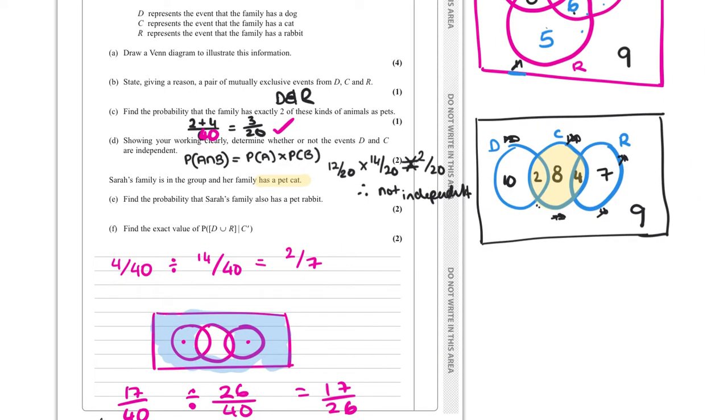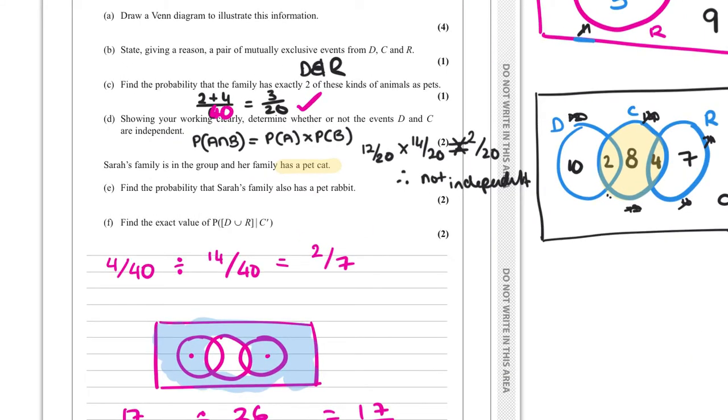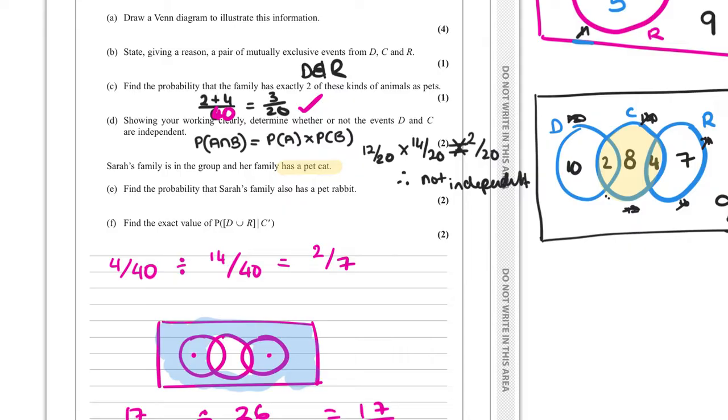Then part D says, showing your working, determine whether or not D and C are independent. Now, if they are independent, the formula says the intersection equals the probability of each one multiplied by itself. So the probability of D is 12 out of 20. Okay. Now, why have we done it out of 20?